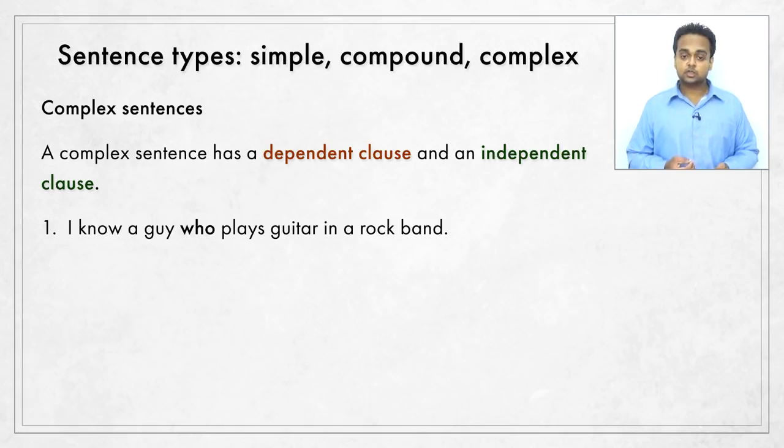This sentence is actually a combination of 2 sentences. I know a guy and he plays guitar in a rock band. Both of those are simple sentences, and we combine them using the relative pronoun who. So who plays guitar in a rock band is a relative clause that gives us information about the guy. It tells you who that guy is.